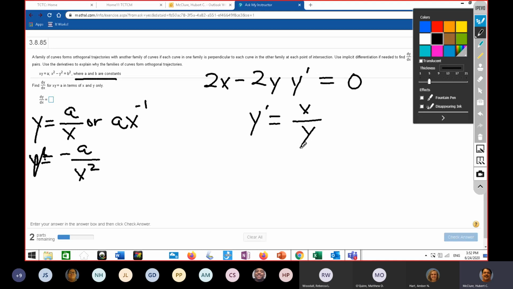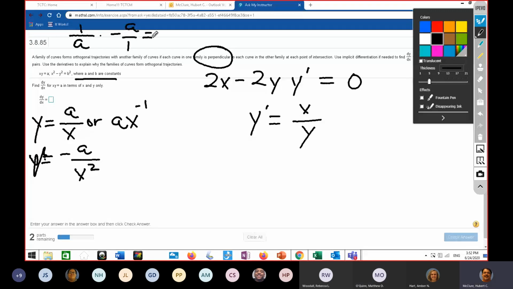Now, the problem is asking you for what? Perpendicular. Somebody give me your algebra 1 or algebra 2 rule about the slopes and perpendicular. What is the rule? Flip it and switch the sign. Okay, the reciprocal. Well, that's kind of rough, but it is 1 over a times negative a over 1 is equal to negative what? 1.